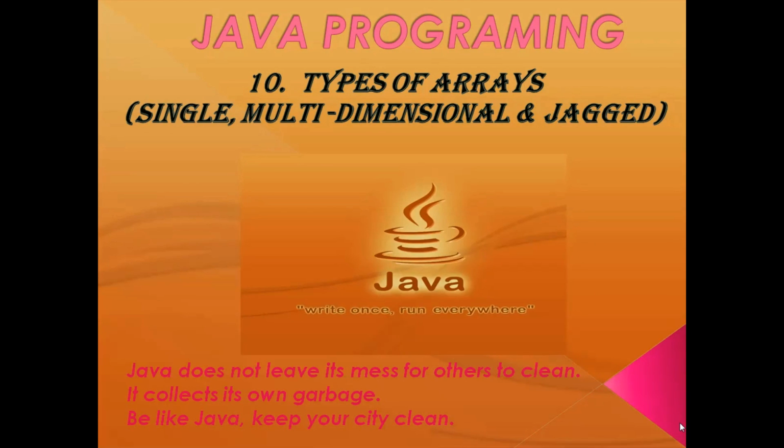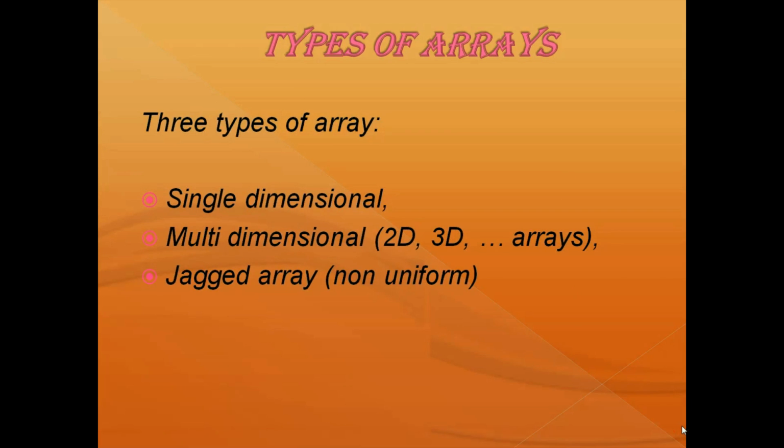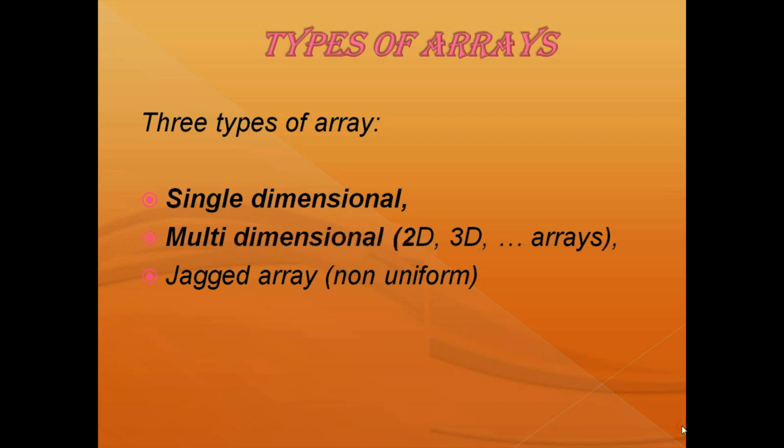In this video, we will discuss the different types of arrays and how we can declare and use these arrays in Java. We have three types of arrays. Java supports three types. First one is single dimensional array. Second one is multi-dimensional array, which contains two-dimensional or three-dimensional. And third one is jagged array.